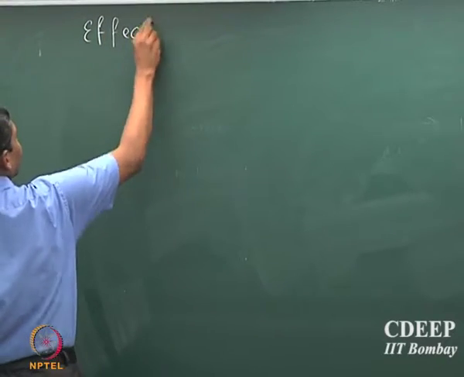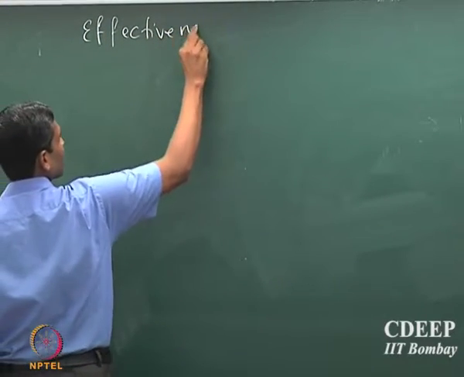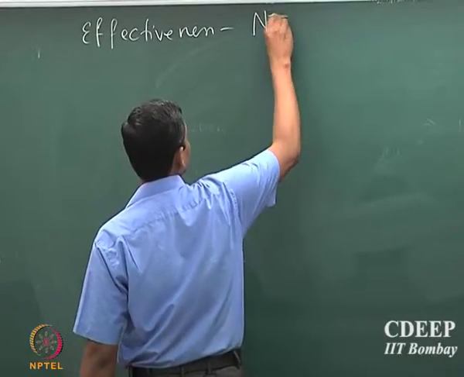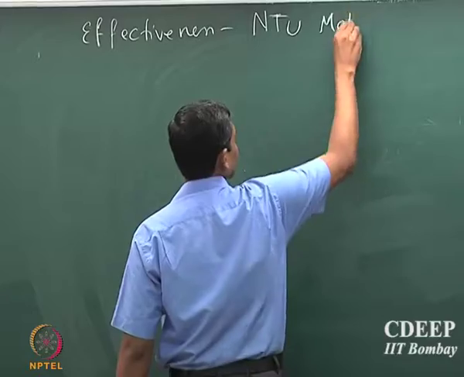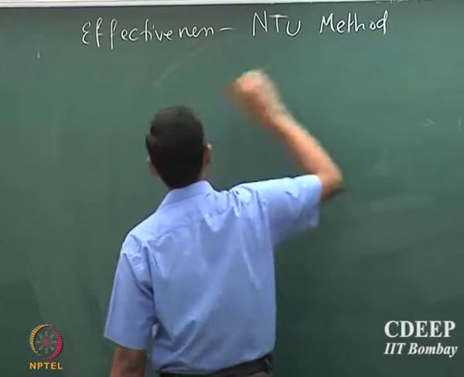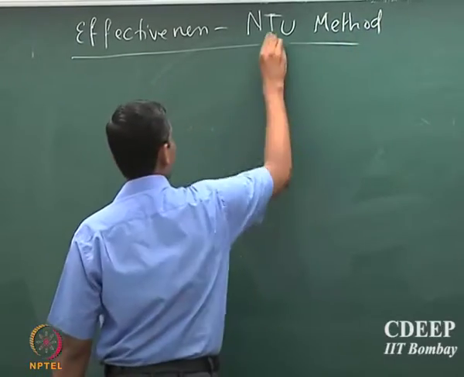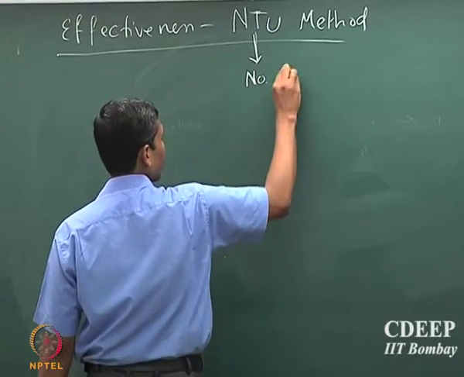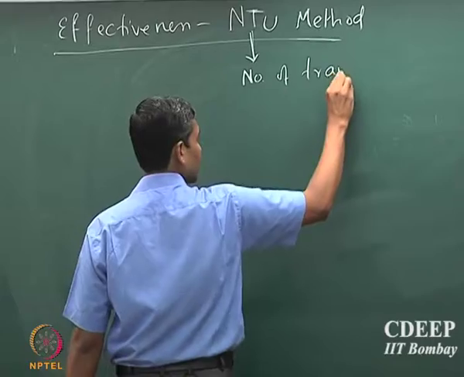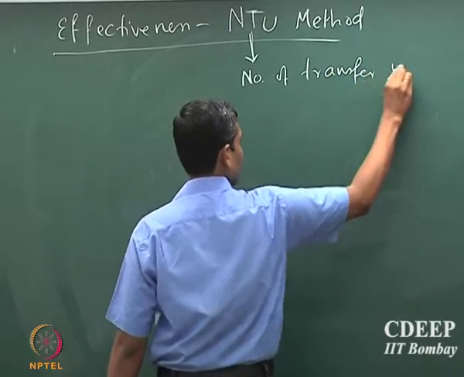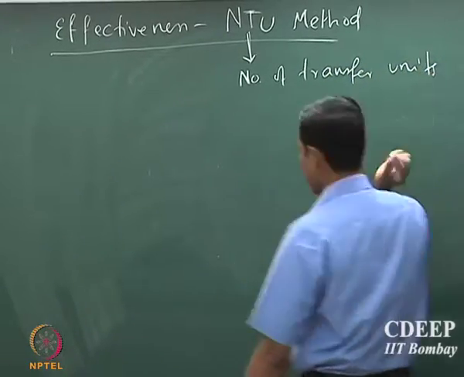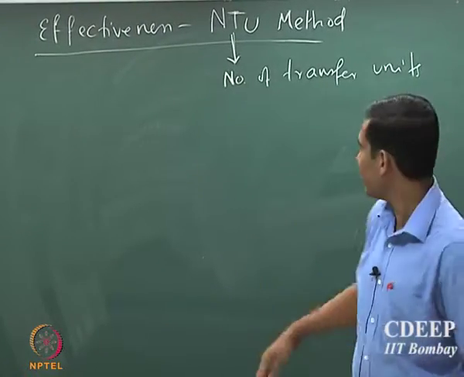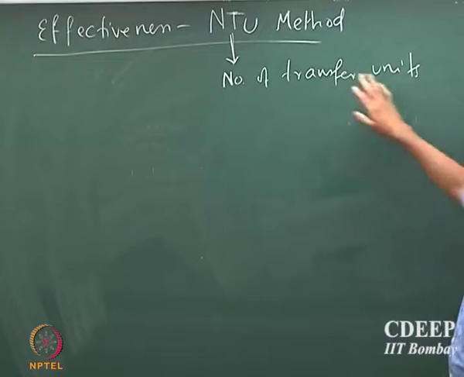So it's called the effectiveness NTU method. NTU stands for number of transfer units. While we derive this Epsilon-NTU method, you will see the definition of NTU, so I will not go over it now.